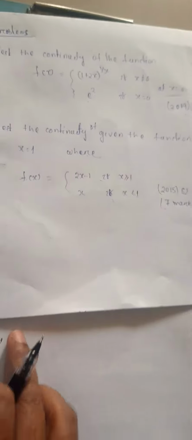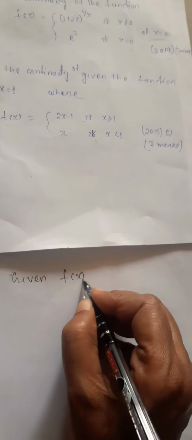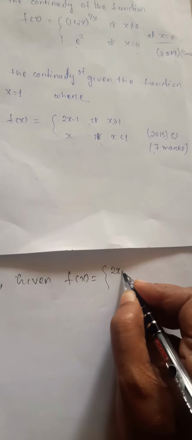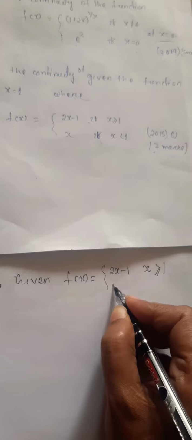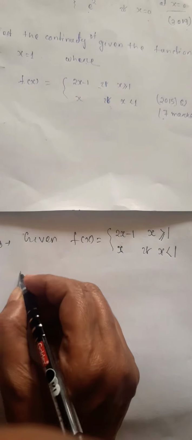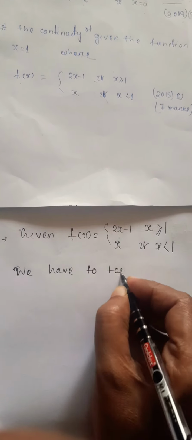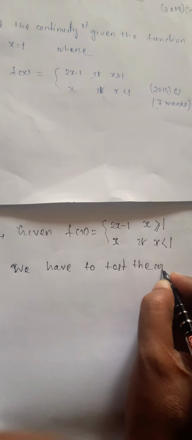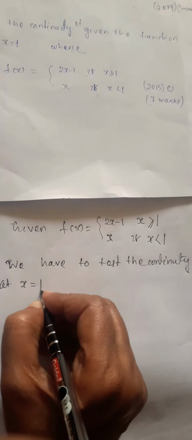Answer: Given f(x) is equal to 2x minus 1 when x is greater than or equal to 1, and f(x) is equal to x if x is less than 1. We have to test the continuity at x is equal to 1.